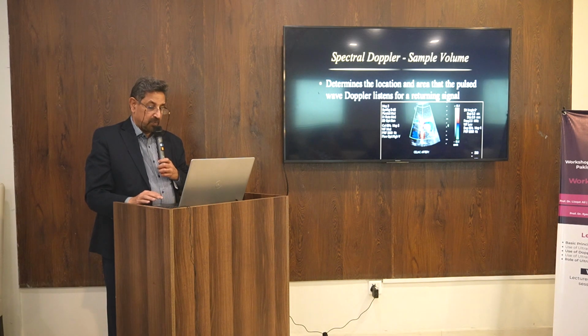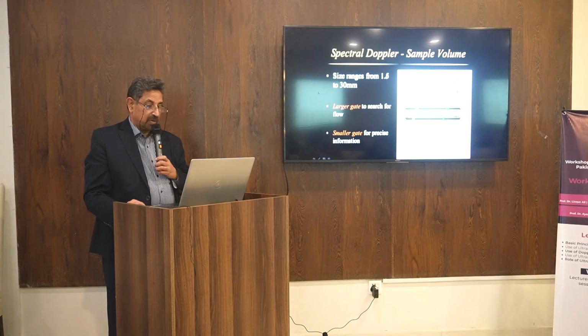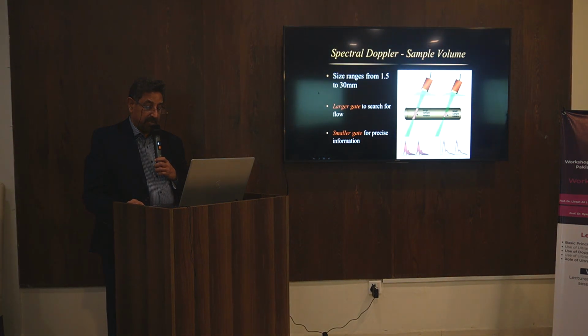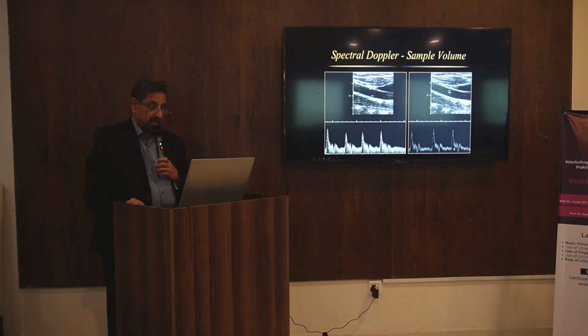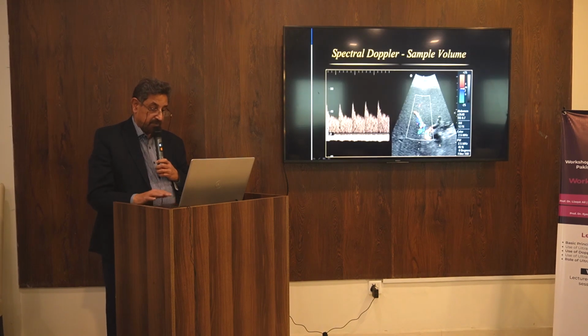Spectral Doppler, sample volume, we have already discussed that. That sample volume should be 1/3 of the vessel. Size ranges from 1.5 to 30 mm. If it's covering the whole of the vessel lumen, we'll get a thick spectrum, and might lose good information. If it's normal, 1/3, we get a very good spectrum. And if the sample volume is big, you see, it's a very thick spectrum. It's not the true picture of the vessel central velocities.